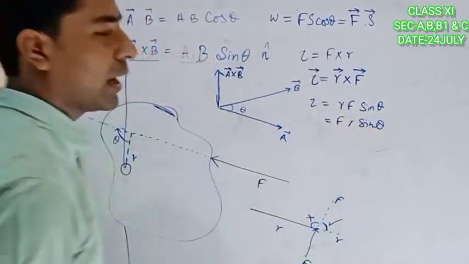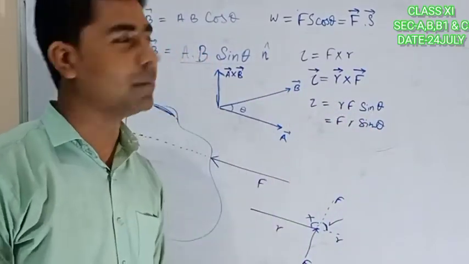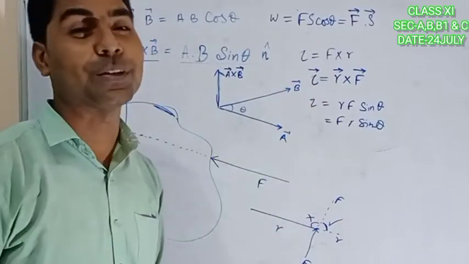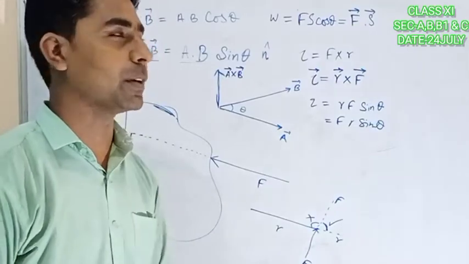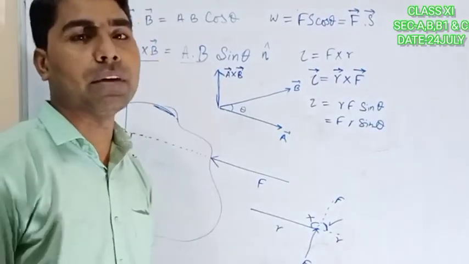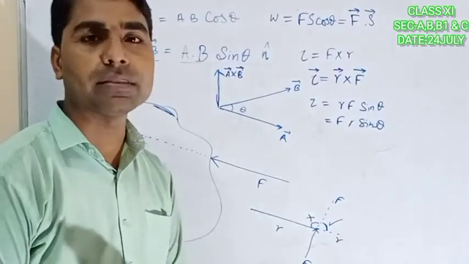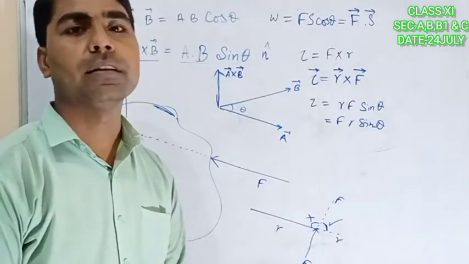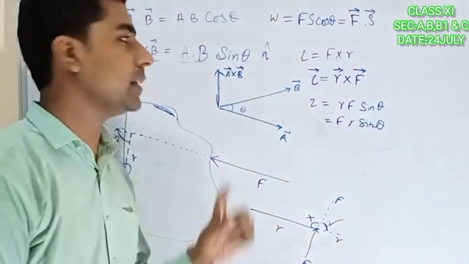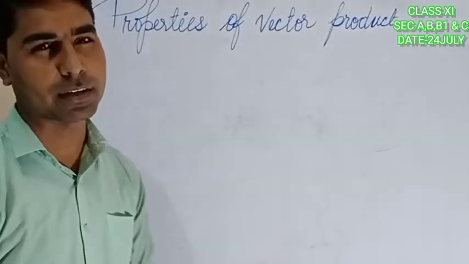When the arrowhead is not there, that product is like class 10th product. But if the arrowhead is there, this product is of class 11, which has two types: dot product and cross product. If you remember, when I was teaching about the dot product, it had some properties like commutative property and distributive property. So let's see those properties in the cross product also. So here are the properties of vector product.